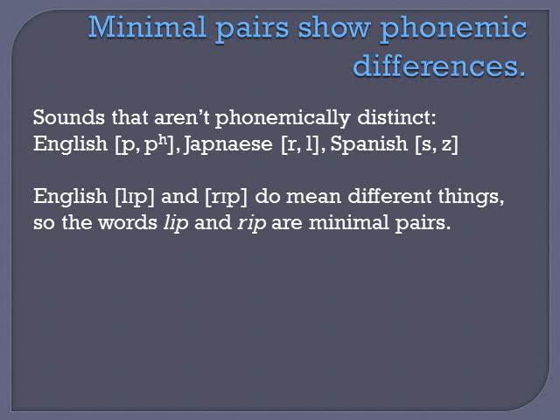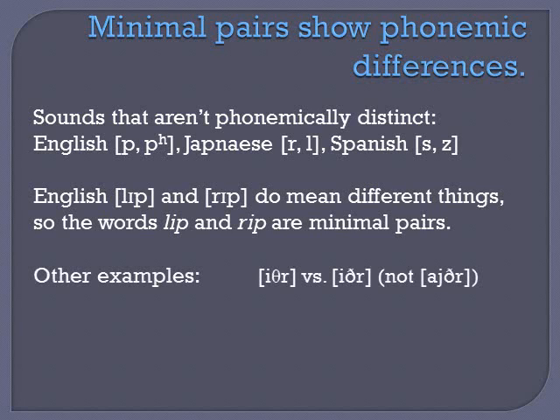Well, to go back to the example from Japanese, in English we know that lip and rip do in fact mean different things. And so the words lip and rip are what's called a minimal pair. A minimal pair is a set of words or pair of words that are different only in one phoneme. And if you look at lip and rip, they have 3 phonemes each, and 2 of them are identical, and only one of them is different, the L and the R. So we call this a minimal pair. And minimal pairs are useful for identifying what sounds count as phonemes within a language.